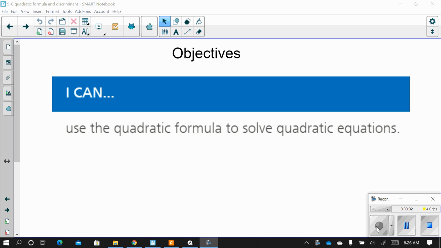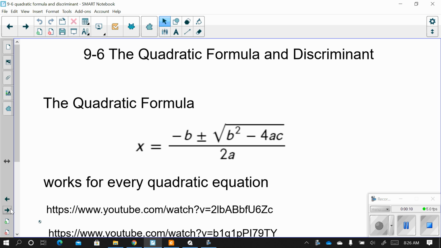Hi guys, so today we're going to cover the quadratic formula. Now, you guys are going to sing the quadratic formula and you will never ever forget this. So here we go, 9-6, the quadratic formula and the discriminant.